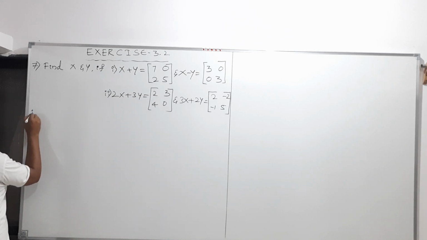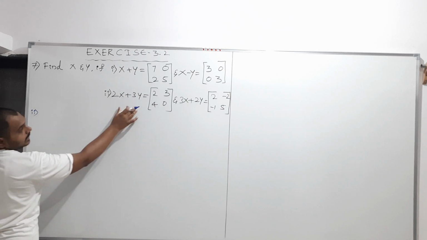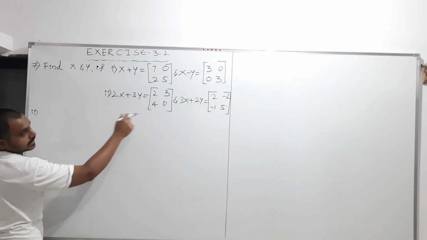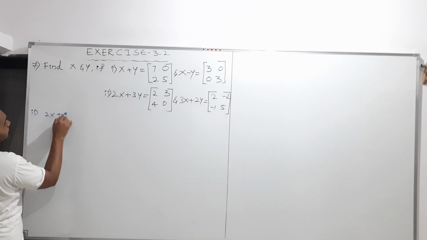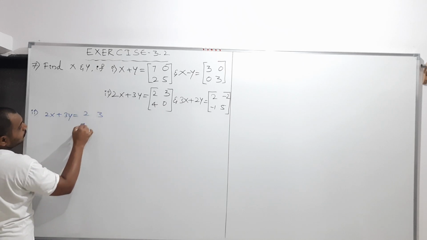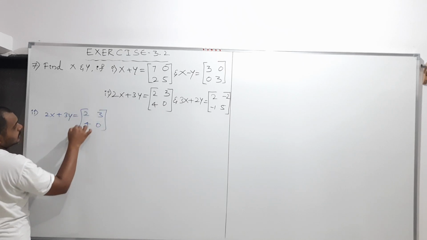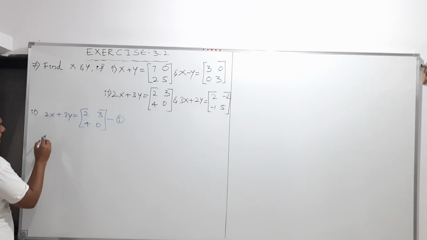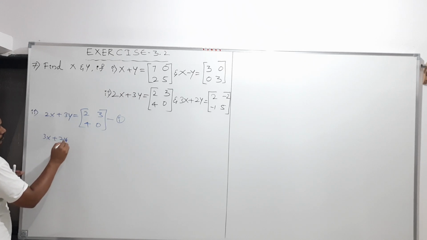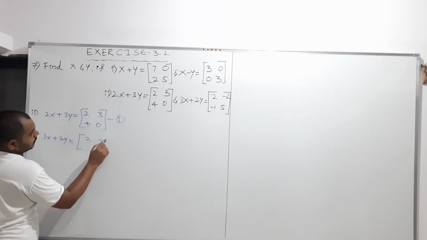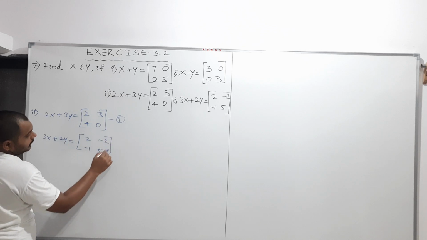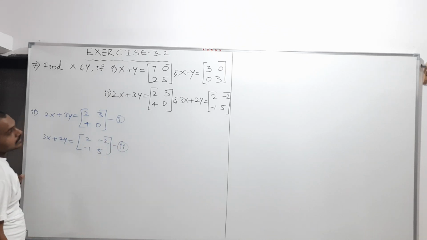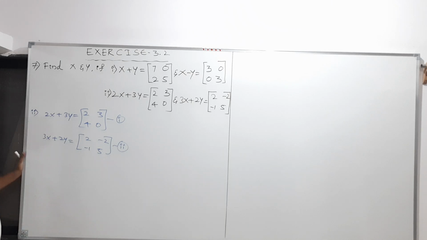Now I'll solve the second one. I'll call this equation 1 and that the second. 2x plus 3y is equal to 2340. Call this 1, my dear students. And next 3x plus 2y is equal to 2 minus 2 minus 15. Call this 2. So these are the two data given to you. By using these we should find the x and y values.